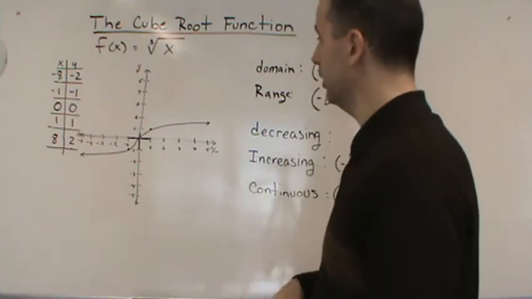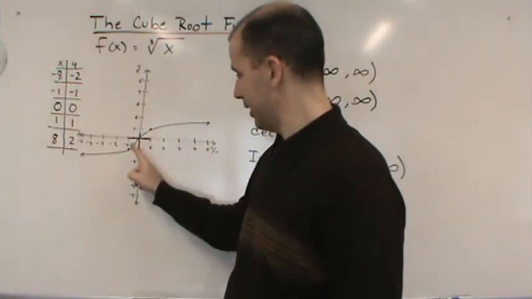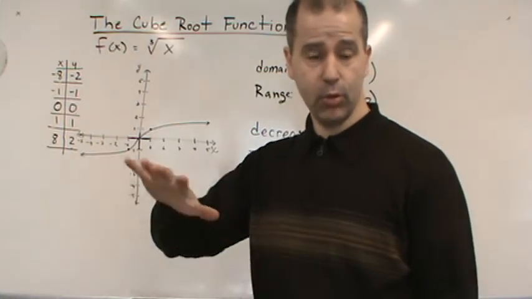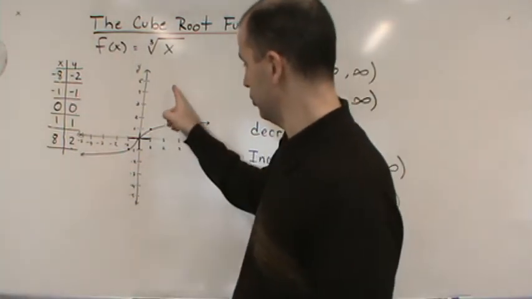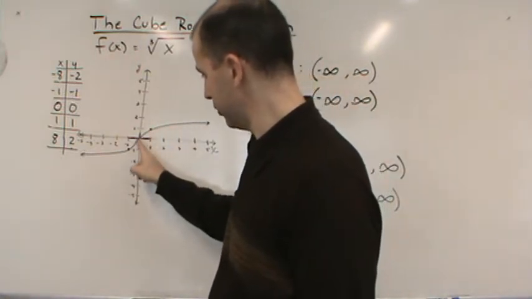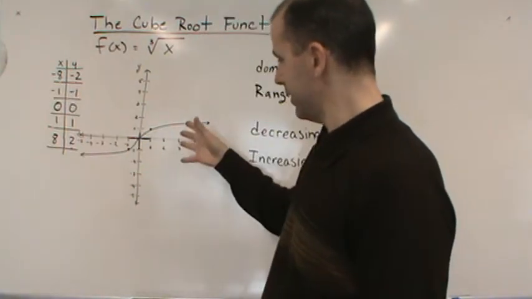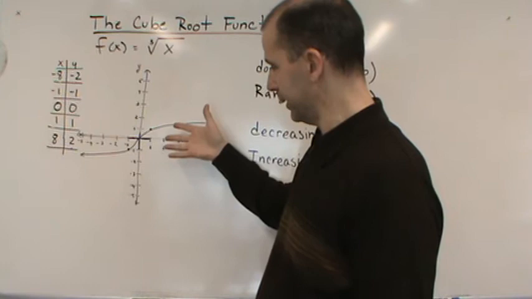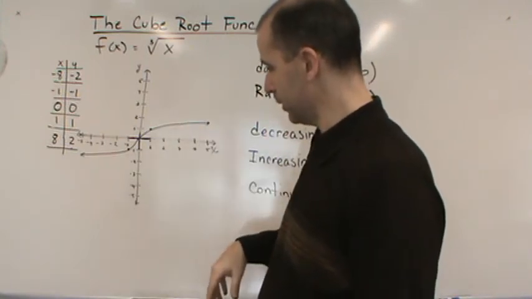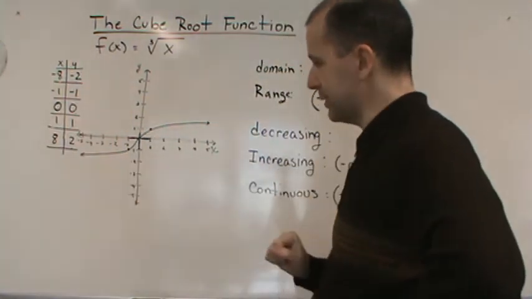In this case, we're also going to see that it looks like this. It's sort of like the cubing function, but it's rotated 90 degrees. The cubing function came down here, went through the origin, and went down. The cube root function is sort of like a rotation, not quite, but it's like rotated 90 degrees and then flipped. But it looks very much like a cubing function on its side.